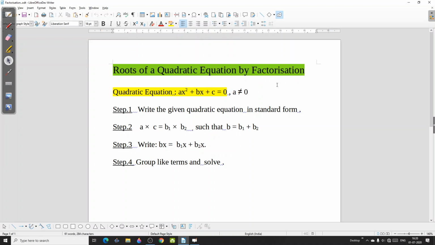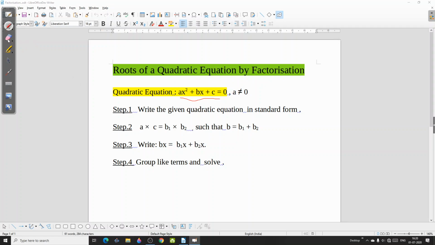The first step is to write the given quadratic equation in standard form. That means it should be of the form ax square plus bx plus c equal to 0. The first term should always be the term containing x square, the second term should be the x term, and the third term should be the constant, and on the right hand side it should be 0. If this is not the case, then you have to rewrite it in the form ax square plus bx plus c equal to 0.